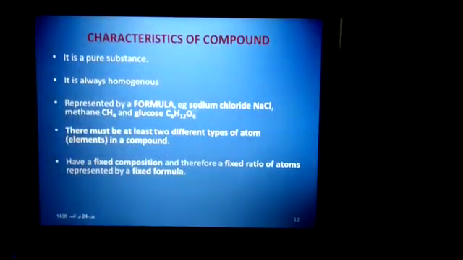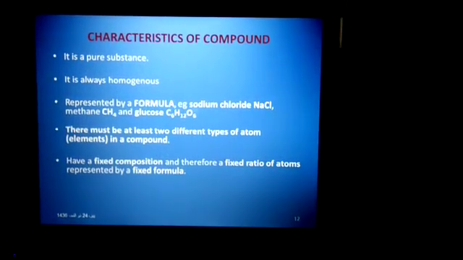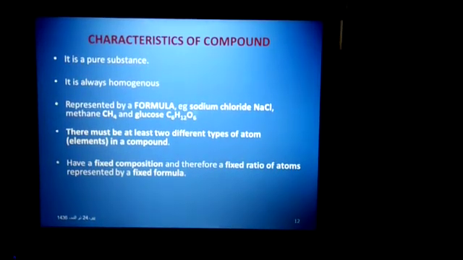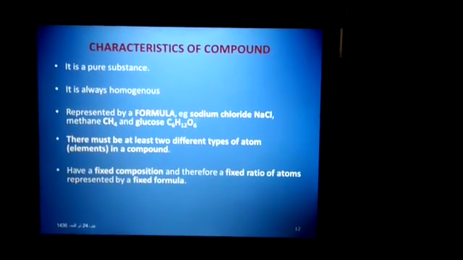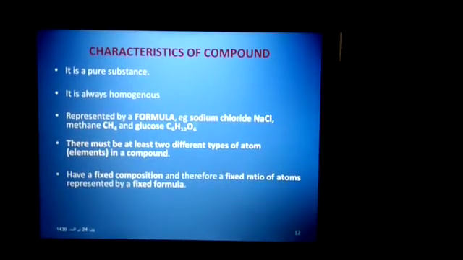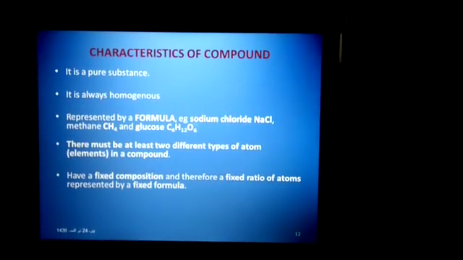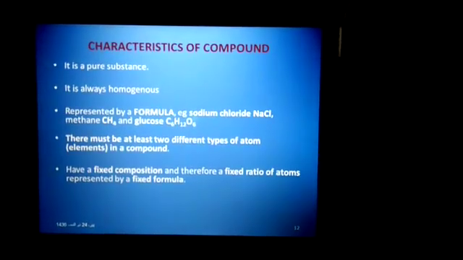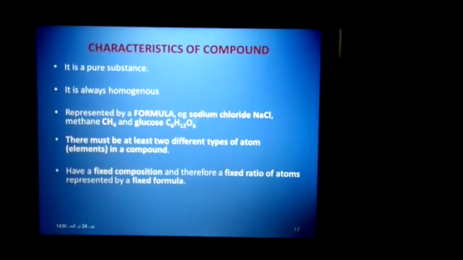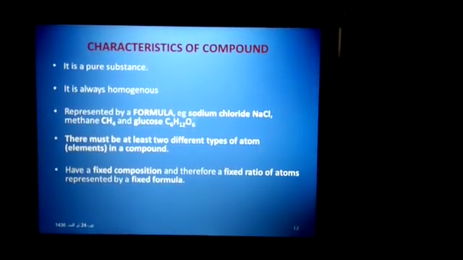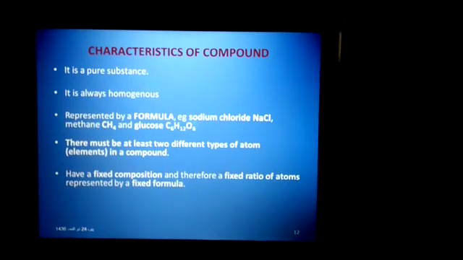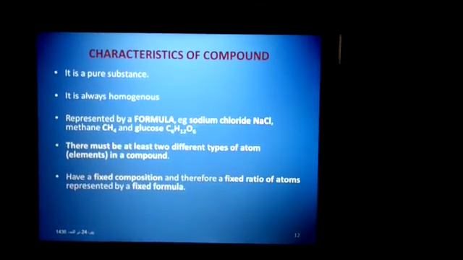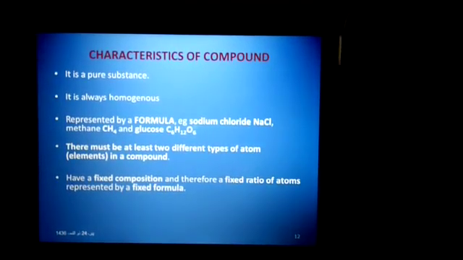The next is the characteristics of compounds. As you know, a compound is a pure substance and it is always homogeneous, which means its constituents cannot be separated by simple physical methods. Point number 3, it is always represented by a formula. For example, sodium chloride, whose formula is NaCl, methane, CH4, and glucose, C6H12O6.